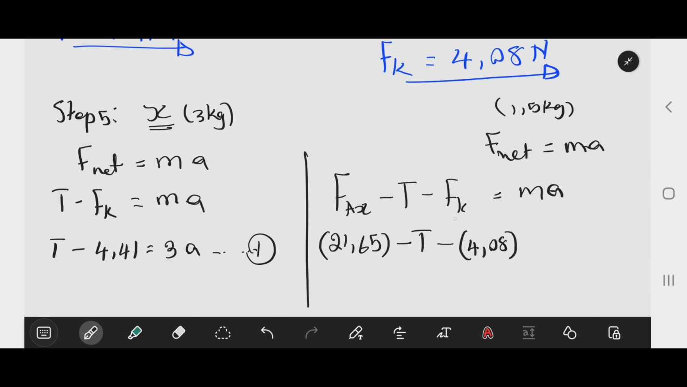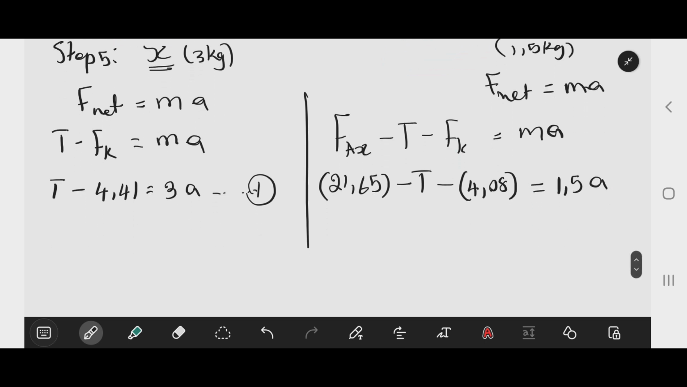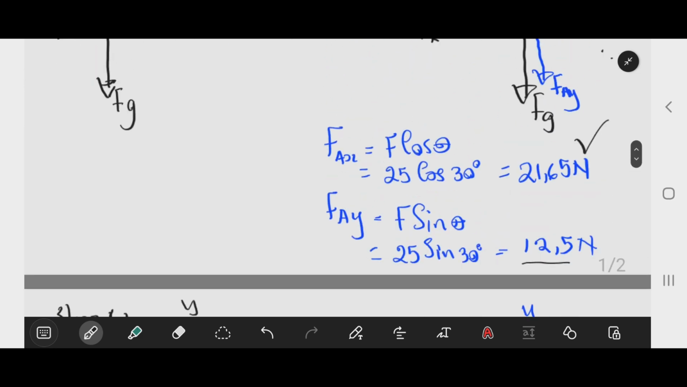4.08, that is our kinetic friction for the 1.5 kg. And the mass of the object is 1.5 multiplied by the acceleration. Okay, so if we collect like terms here, we'd say 21.65 minus 4.08, that would be 17.57 minus tension equals 1.5a. So that is equation number 2. So we are done with step number 5.